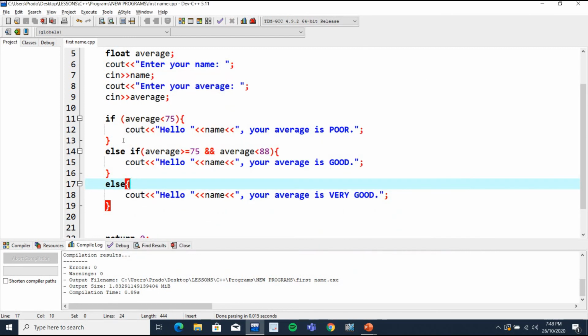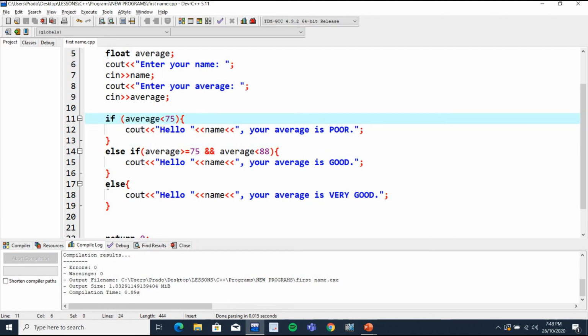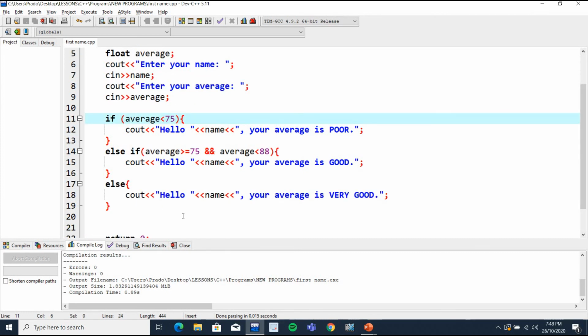So, ito po yung paraan ng pagkukode ng if kapag isa lang yung condition, if else kapag dalawang condition, and then if else if kapag 3 and above po yung mga condition na kailangan sa mismong program. So, I hope you learned something for today's discussion, and our midterm will be next week.